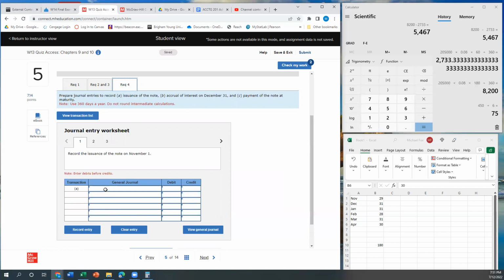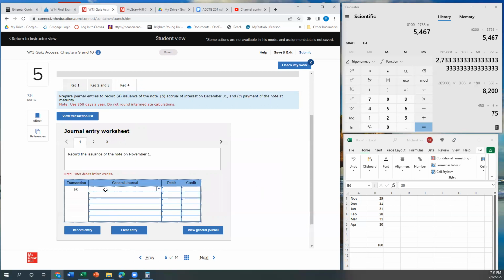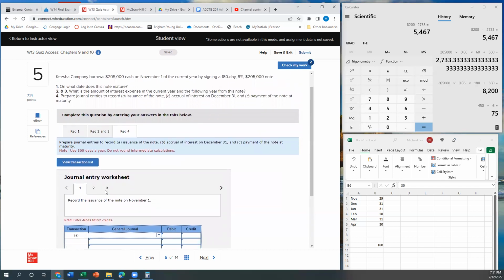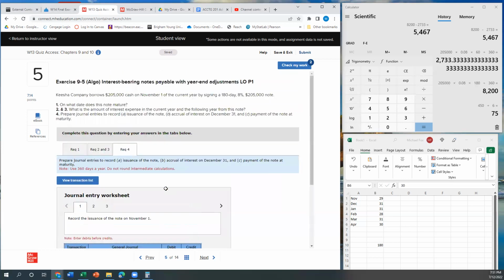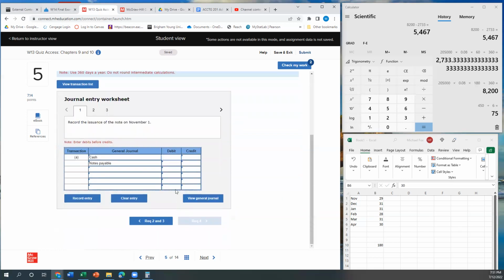So for the issuance of the note, really all we're doing when we borrow money, right, is our cash is going to go up. So we're going to debit cash, and our notes payable is going to go up. So we'll credit notes payable. And that's by the principal, which was $205,000.